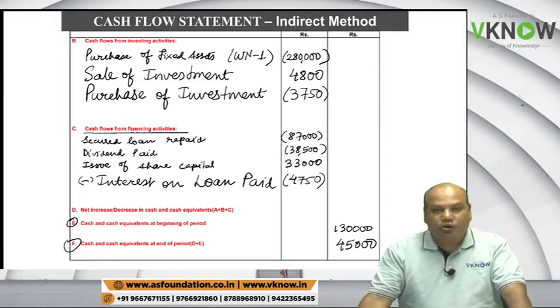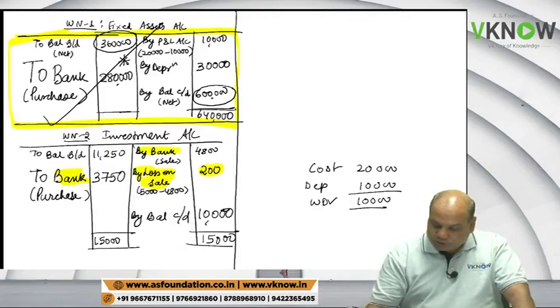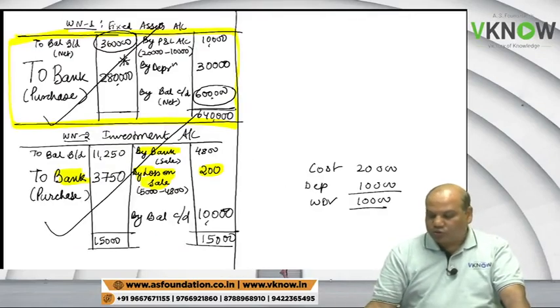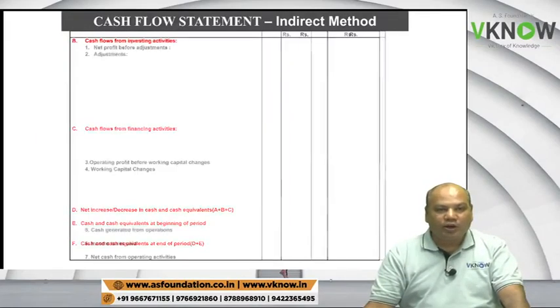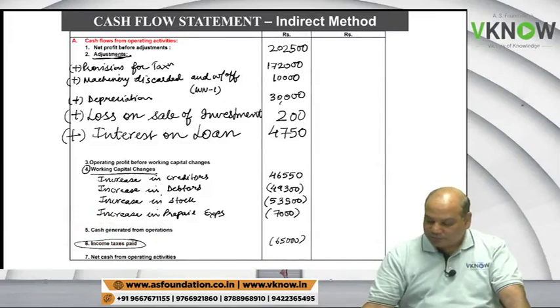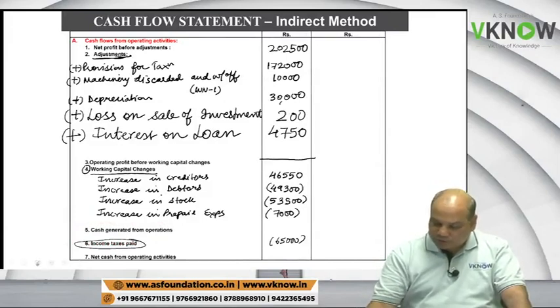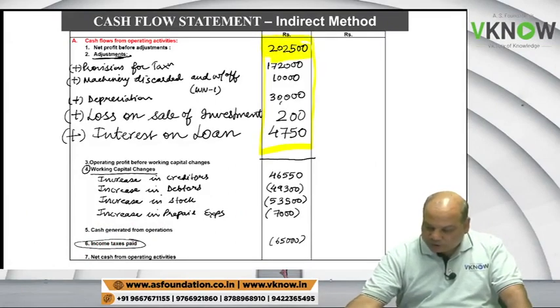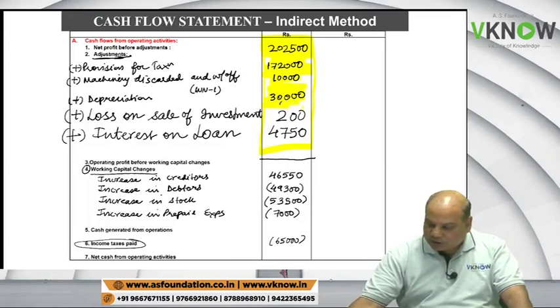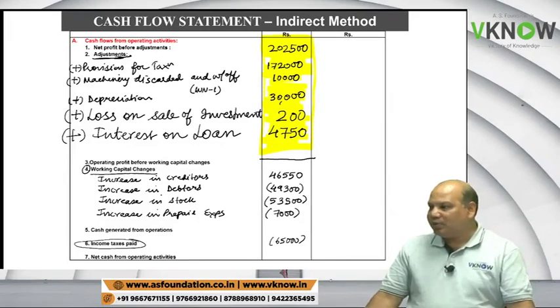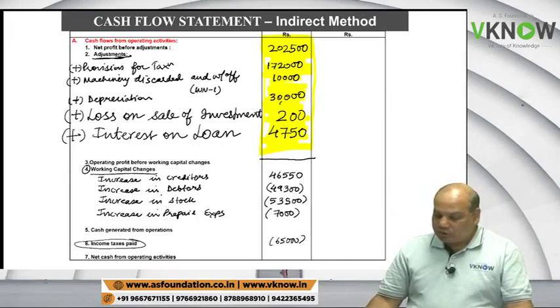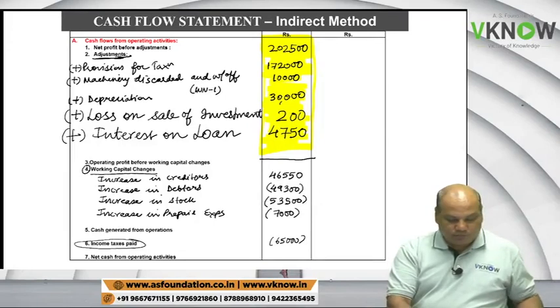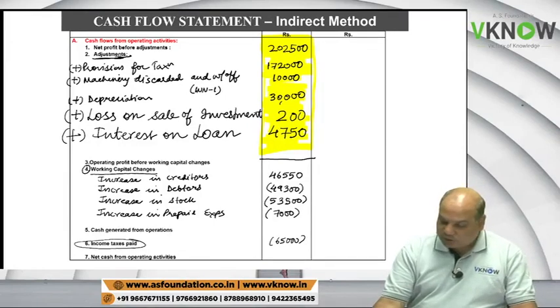Now we'll just check whether all working notes are closed. This is closed. This is closed. So we are ready to close this answer. My dear students, first calculate operating profit before working capital changes. Please take the total of these six numbers. Tell me the total of these six items, that will give me operating profit before working capital changes.